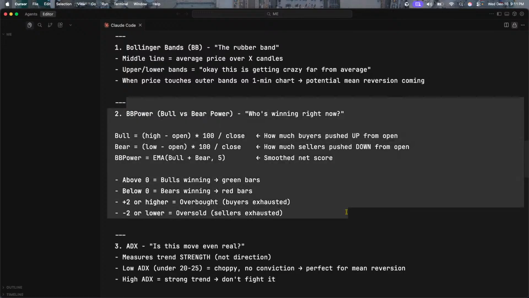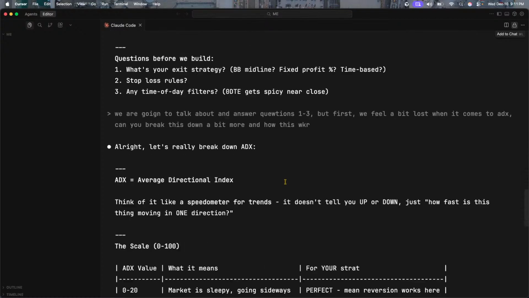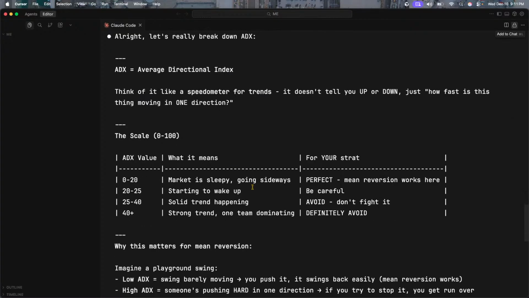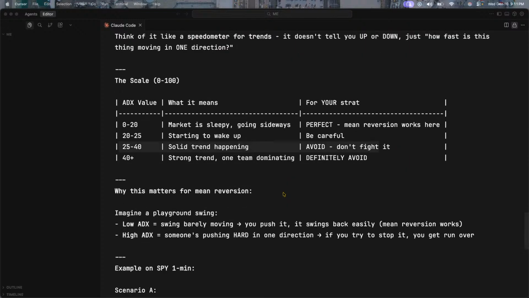I'm going to be using the BB power to say, okay, if the bulls are in control, only allow calls. If the bears are in control, only allow puts, right? So we're not really going to guess it. And I think we can use ADX to solidify that. If we have a solid trend happening, I want to figure out which side is in control, the bulls or the bears, and how we can use it for the underlying strategy. And then above 40 is a strong trend. One team is dominating. Definitely avoid.